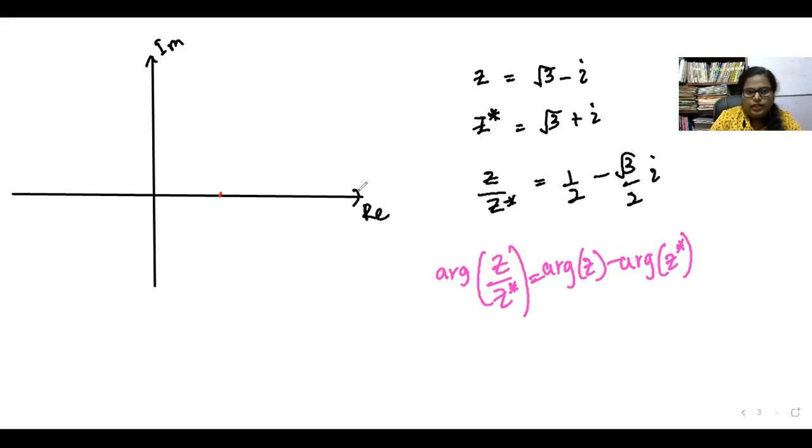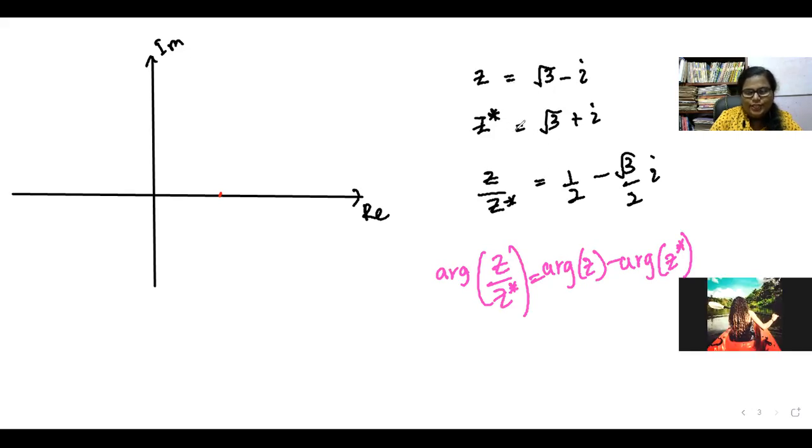Right, before proving the result, I will represent these three complex numbers in this Argand diagram. Here we have already marked it on an Argand diagram, so we can mark this one like this, z over z star complex number, right? You know that this one is half, and this one is minus square root 3 over 2. So we'll see, we have to verify this solution.